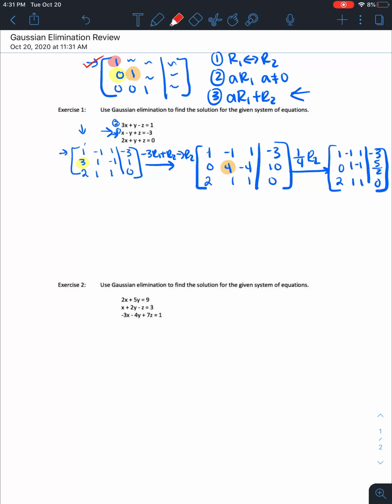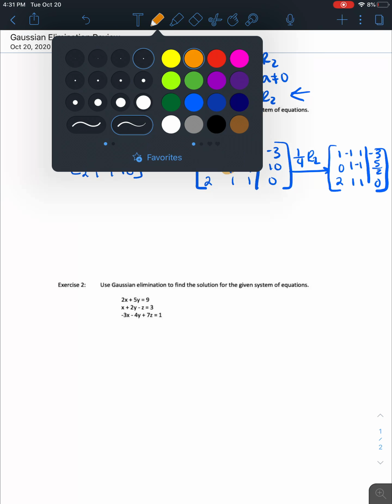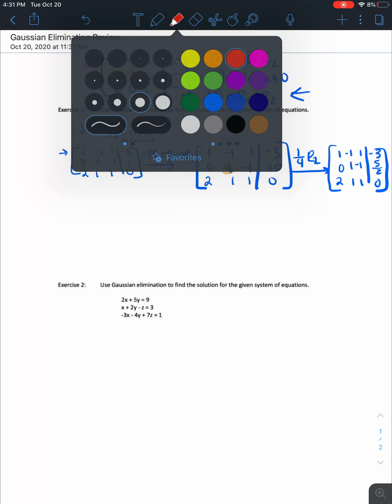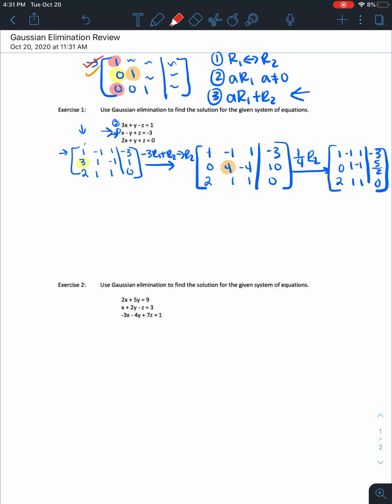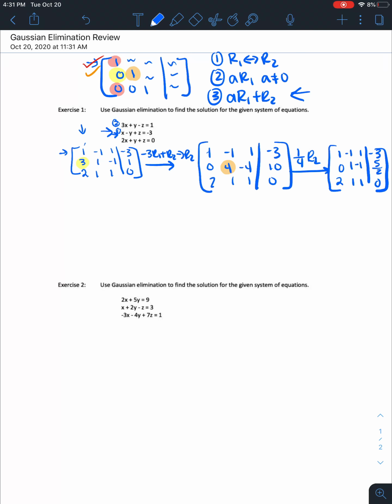All right, so my next step here, we got this second row taken care of. Now my next step is this number right here needs to become a 0. Oops, I am on the wrong matrix here. Okay, sorry guys. So we need a 0 in that first position right here. So I need to deal with that too.